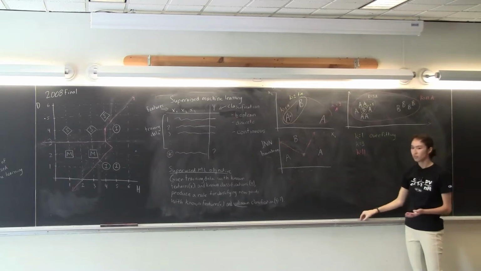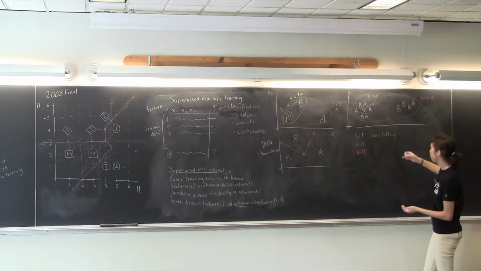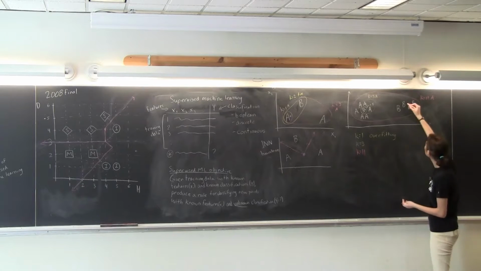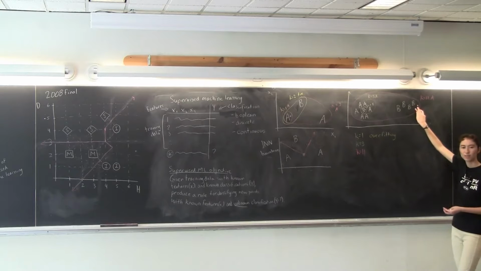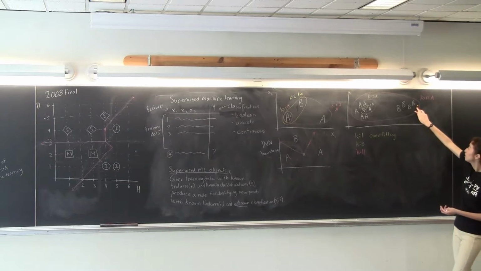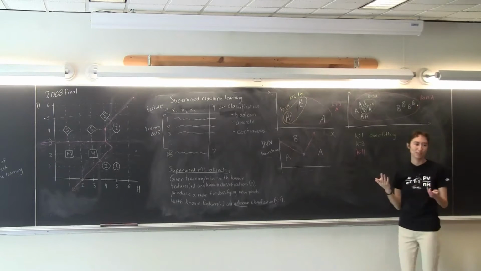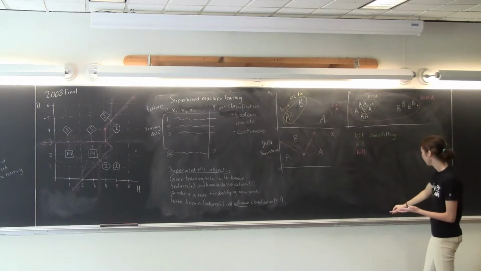But then the problem is, that seems OK for the blue point. But what happens if we have some orange point way over here, and we classify it with k equals 11? What do we get? Still A. And that's just because our data happens to have more A's than B's. So that's kind of silly.